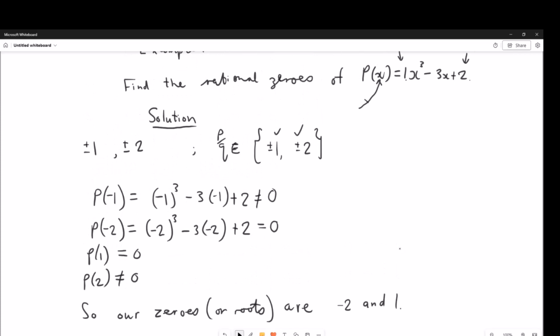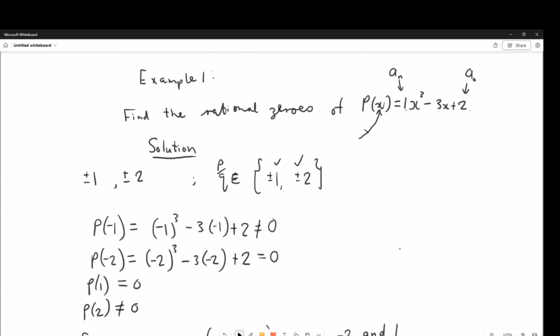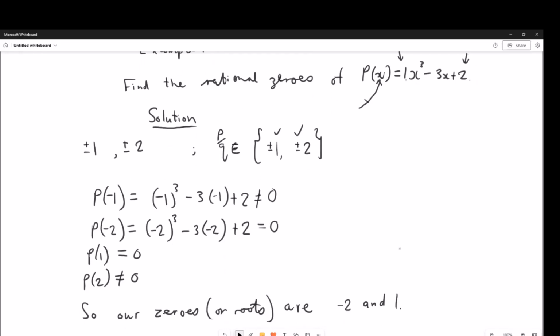Looking at the factors of A naught and the factors of A N, and then putting in that form P over Q. So we had 4 possibilities there, but only 2 of them satisfy the equation P of x equal to 0. Right. So any questions at this stage, guys? Any questions before we proceed? So the rest builds up on this. It doesn't get too serious. It just builds up, but you must understand these.